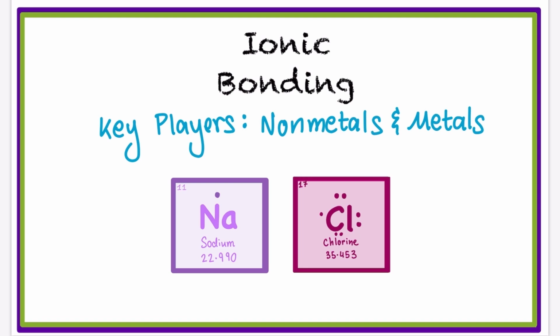Ionic bonding is another strong interaction that occurs between metals and nonmetals, and they transfer or donate electrons to each other and become ions. The metal donates an electron to the nonmetal element and becomes a cation, which is a positively charged ion. The nonmetal gains that electron from the metal and becomes an anion, which is a negatively charged ion.